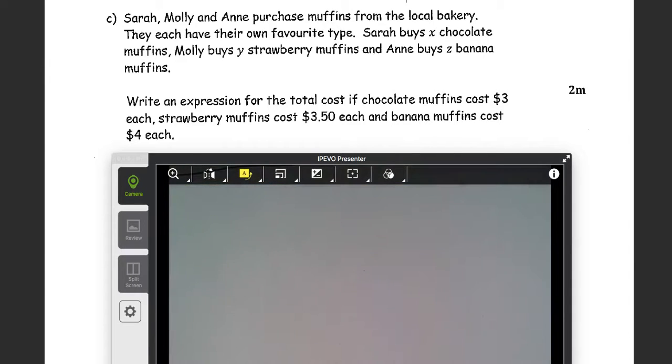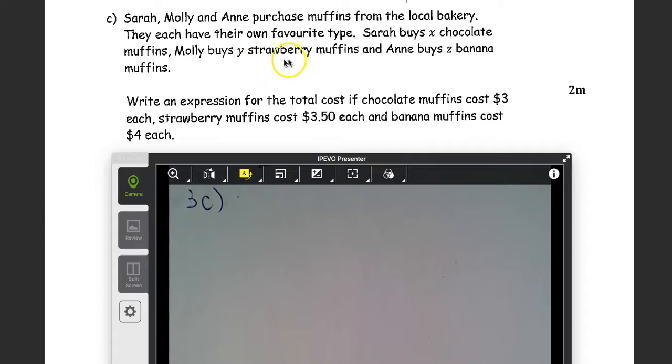Sarah, Molly and Anne purchase muffins from the local bakery. They each have their own favourite type. Sarah buys X chocolate muffins. So when you start to work this out, just pretend Sarah bought 2, for example. You don't put 2 in, but you just pretend. Sarah bought X, a mystery number.